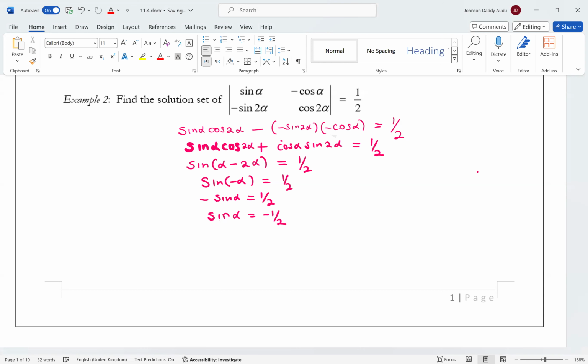Now we want to solve this equation. You know what that means. This sign is negative in either the third or the fourth quadrant. So we'll get our reference angle, which is going to be 30 degrees. We can use degrees, or we can use radians. So if we're in the third quadrant, it's going to be just 180 plus what?